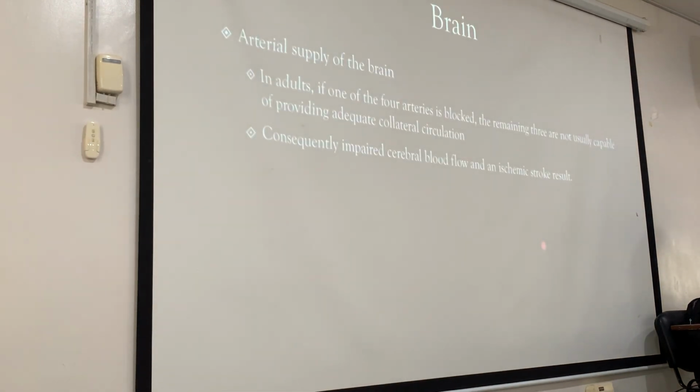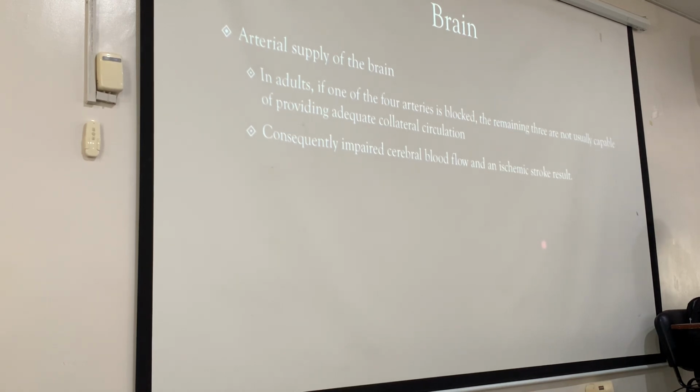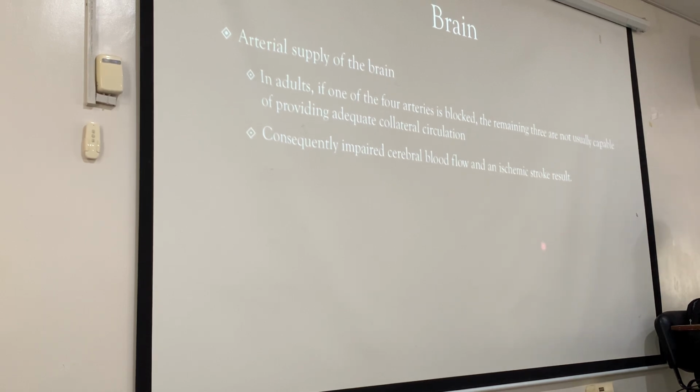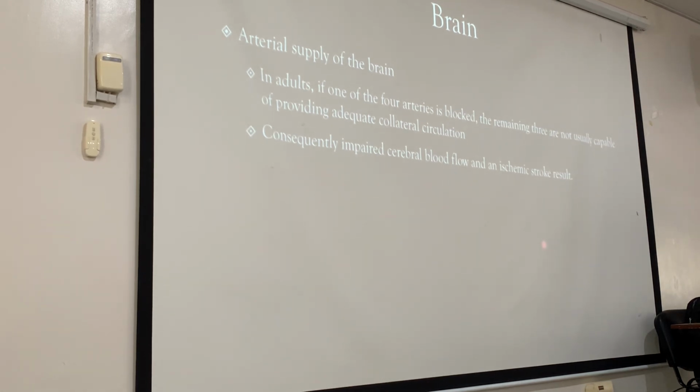So in adults, if one of the four arteries is blocked, the remaining three are not usually capable of providing adequate collateral circulation. So unfortunately, even with the arterial circle, if there is a major block in an artery, the collateral circulation is not enough and the patient will have a stroke. So consequently, impaired cerebral blood flow and an ischemic stroke will result.